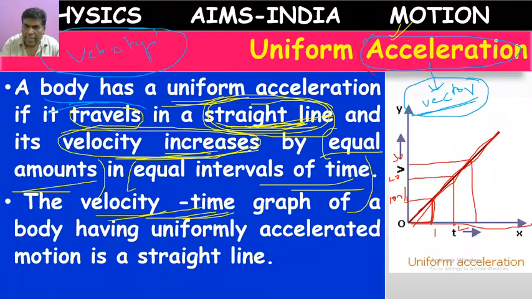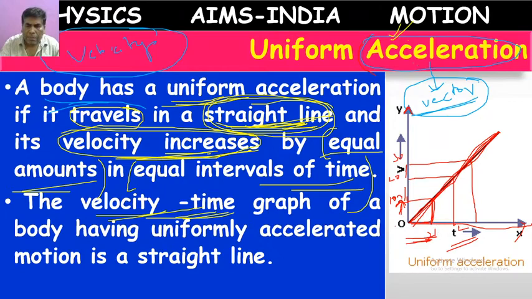Here we have the x-axis, here we have the y-axis. On the x-axis, time we have taken. On the y-axis, velocity we have taken. What is the behavior of this straight line? In 1 second, velocity changes from 0 to 10 meter per second.